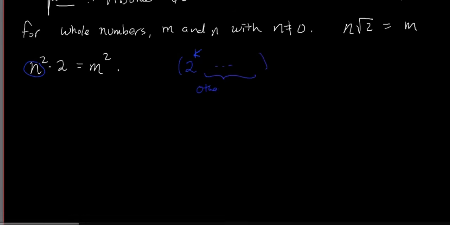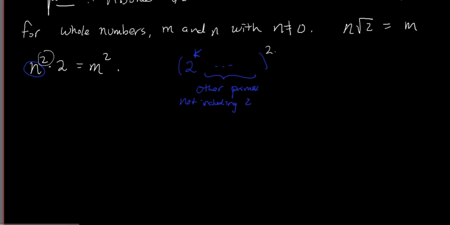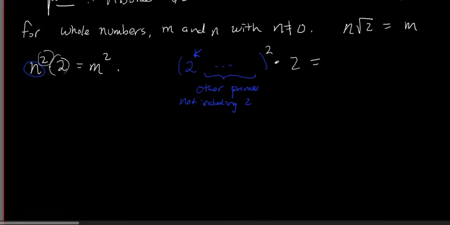So other primes raised to some exponents, but those primes are not going to be 2. So other primes not including 2. And remember that we have the square here, so we have to square this quantity. Then we have times 2. And then we've got m squared. So we're going to prime factor m now.